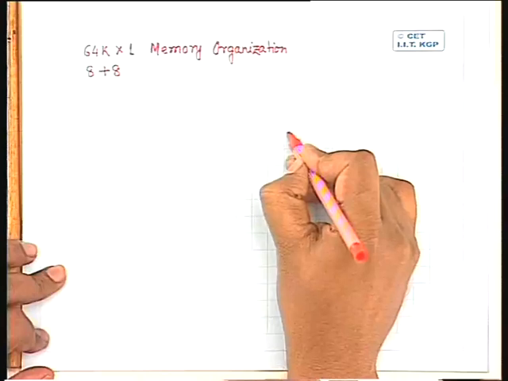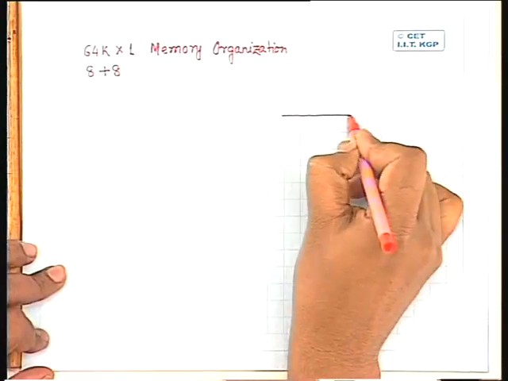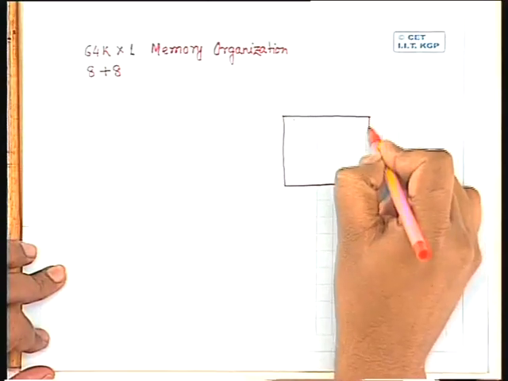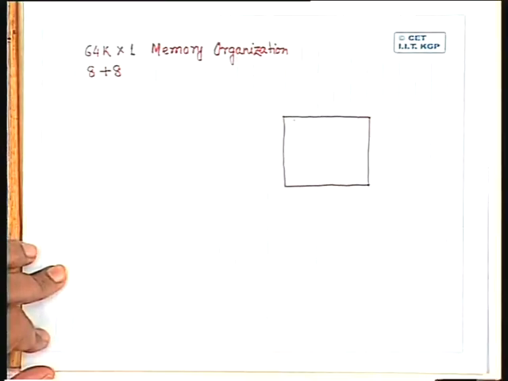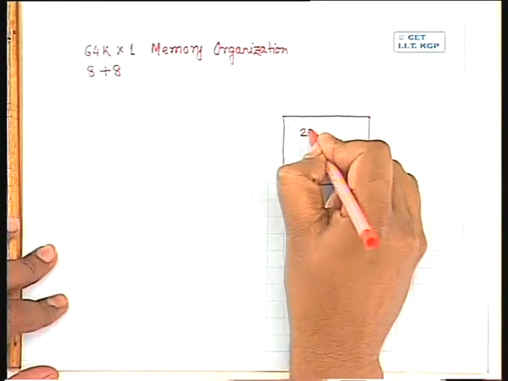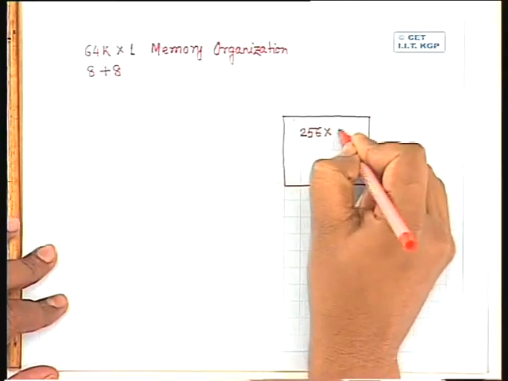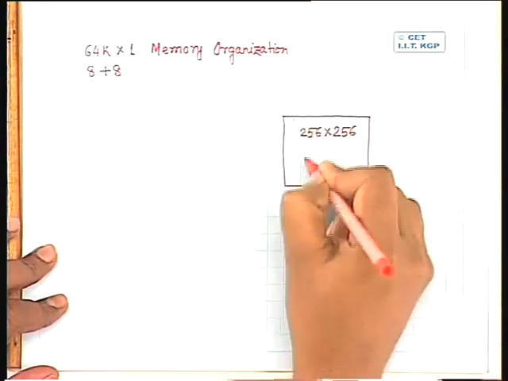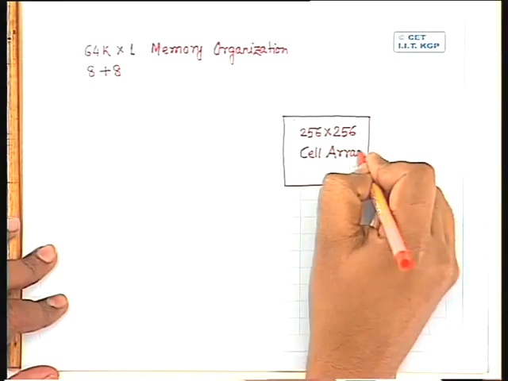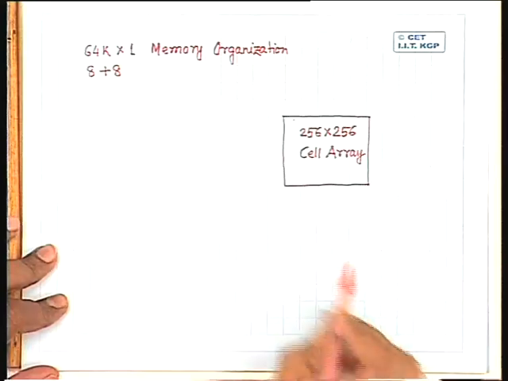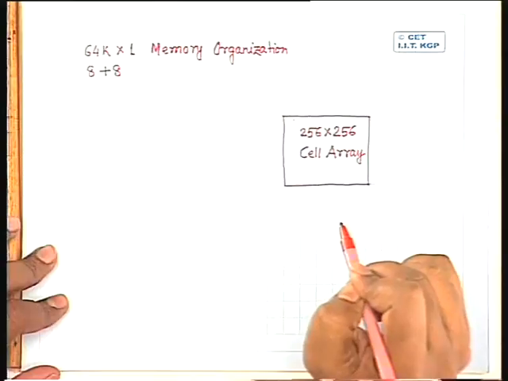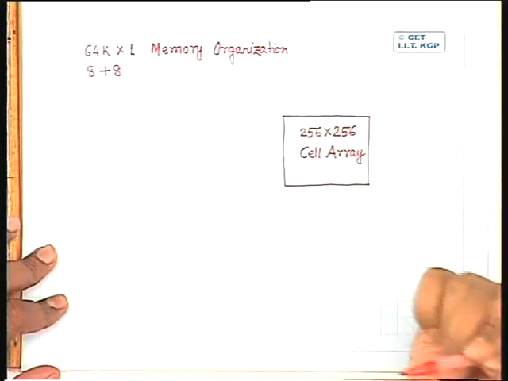The memory cells will again be arranged in the form of a 2-dimensional array. And it will be 2 to the power 8 by 2 to the power 8. That means a 256 by 256 cell array. That means every row will have 256 cells, and I will have 256 such rows.